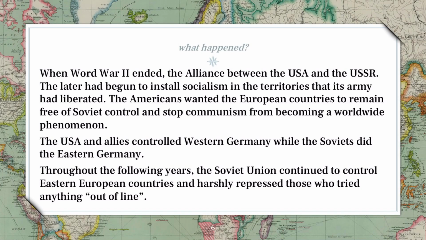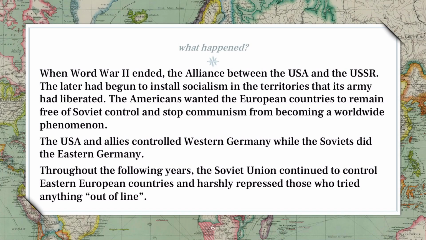So what happened? When World War II ended, the alliance between the USA and the USSR was very fragile. The latter had begun to install socialism in the territories that its army had liberated. The Americans wanted the European countries to remain free of Soviet control and stop communism from becoming a worldwide phenomenon. The USA and allies controlled Western Germany while the Soviets controlled Eastern Germany.